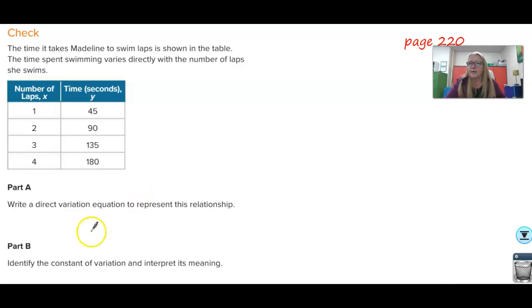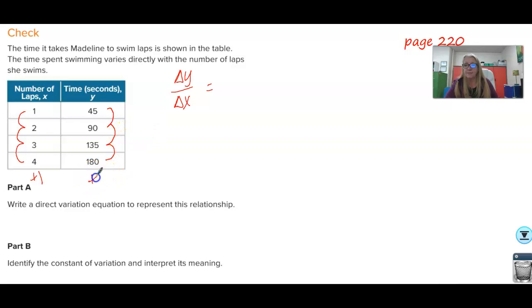Whatever. Okay, so we want to know change in y over change in x. We're all about the slope. All right, x is going up by 1, up by 1, up by 1. Y is going up by 45, up by 45, up by 45. So the slope is positive 45 over positive 1, which we know we need to write as 45.